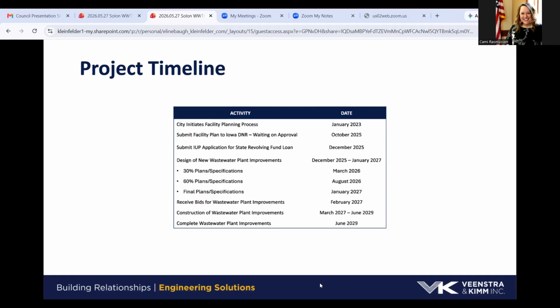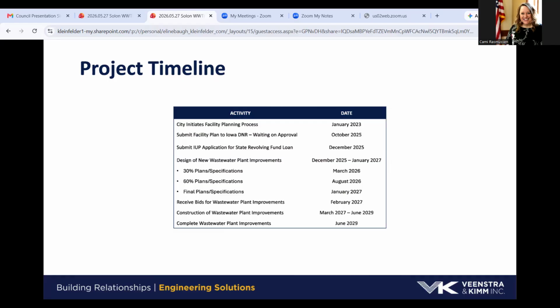And has been under review there. And we also submitted an application for funding using the state revolving fund loan program in December of 2025. And then future items are on here as well, but we'll get back to that in a little bit.